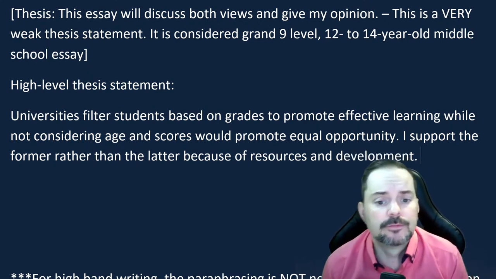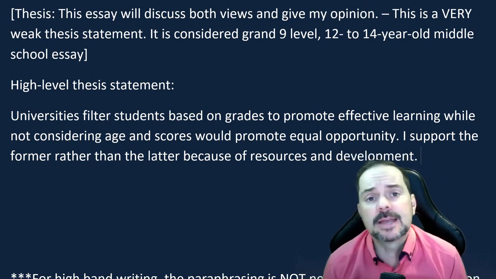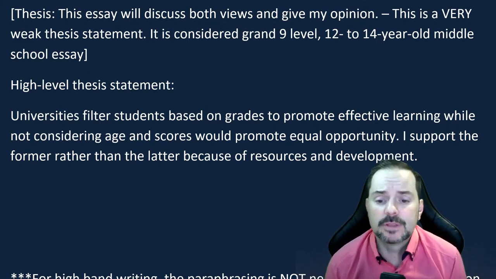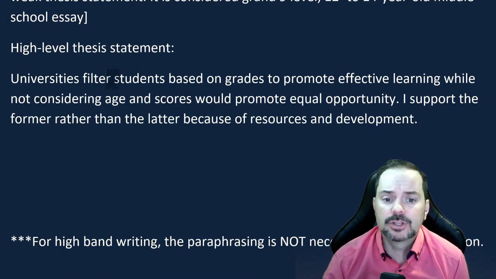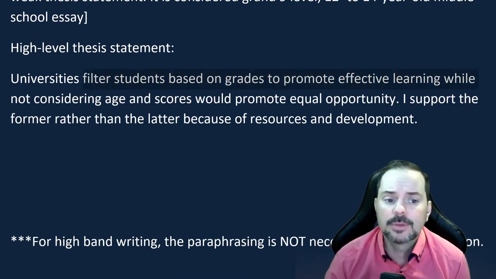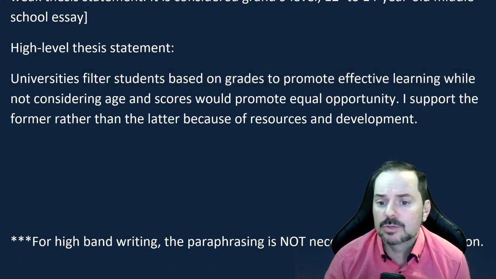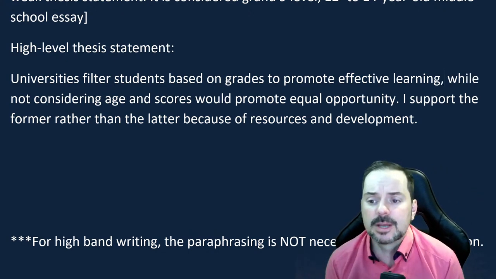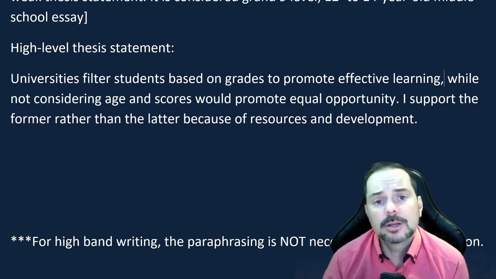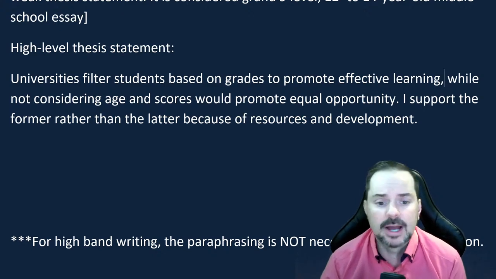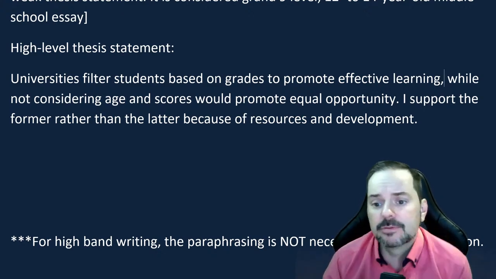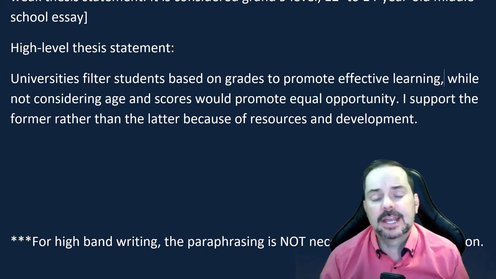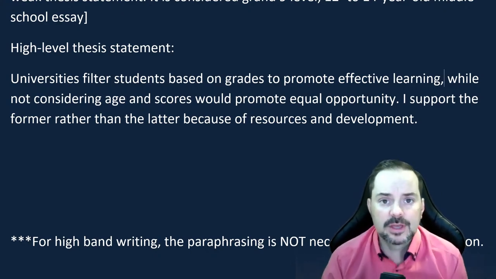All right, that's what I would do for a Band 8 or a Band 9 level thesis, and that's what a high school or university level thesis would be for this type of essay, okay? So universities filter students based on grades to promote effective learning, while not considering age and scores would promote equal opportunity. And I will put a comma there to separate those two ideas. And then it's a two-part thesis because it's also asking for your opinion. So I support the former rather than the latter because of resources and development. Okay. Now the reader is getting an idea of where I'm going with this essay.